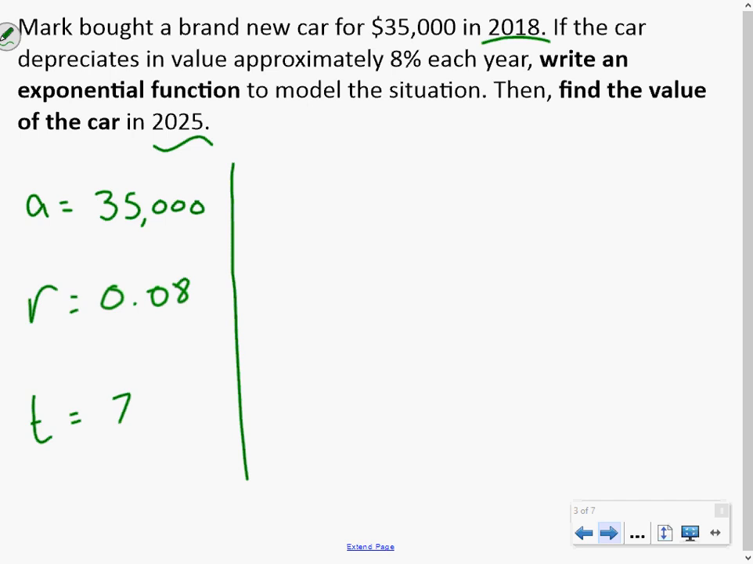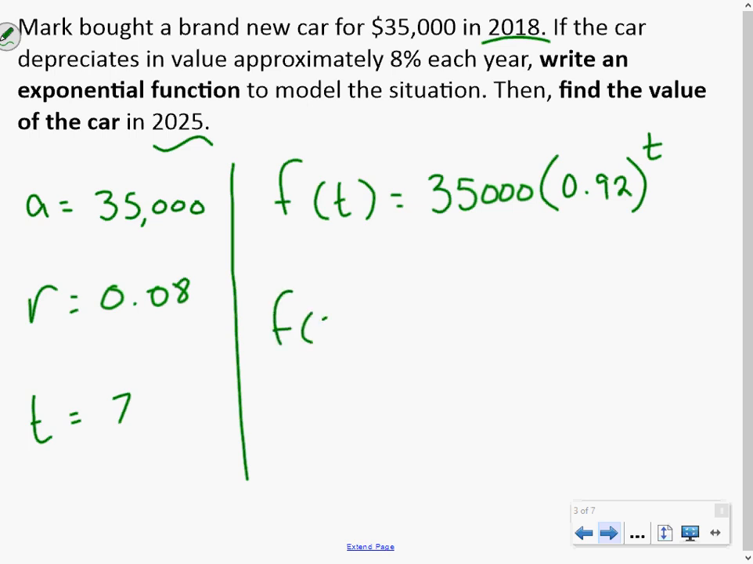So let's just write our general function again. We've got our starting amount. Now, since it's decay, we are subtracting our rate away from 1. So we're going to have 1 minus 0.08, which is going to leave us with 0.92, and then to the t power. If we're looking for the value after 7 years, we're just plugging in 7.